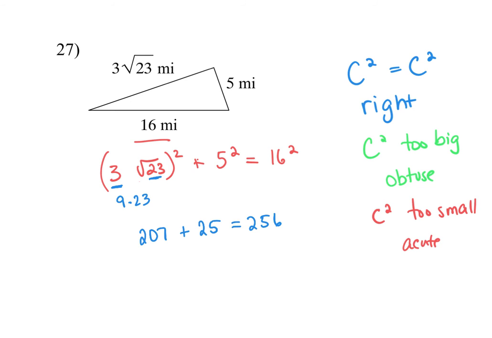And so then you add those up. These tell you what your c squared should be, all right? So your c squared should be 232, but it is 256. What type of triangle do I have? Yeah, I have an obtuse triangle. My c squared is too big. So I have an obtuse. If it had been 212, it would have been acute. If it had been 232, it would have been right.